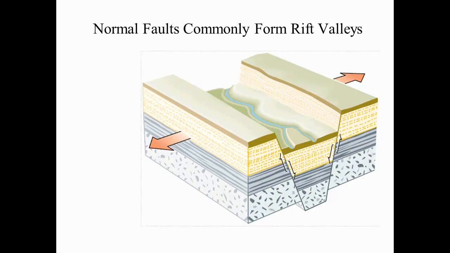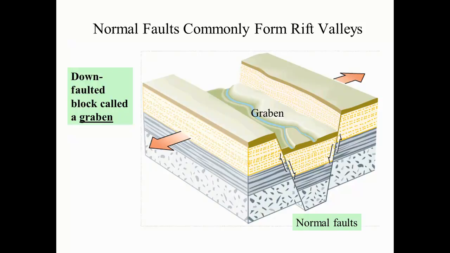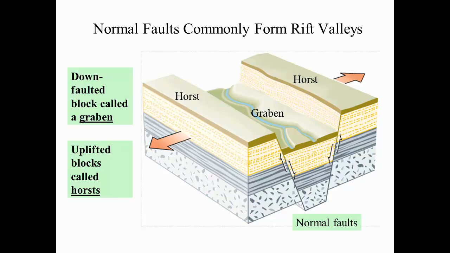Normal faults commonly form in what are called rift valleys. Again, notice that we're looking at extensional stresses working in opposite directions. And the pulling apart of these rocks causes the generation of normal faults. We have two normal faults, and you can convince yourself that both of these faults are normal simply by looking at the relative displacement of the hanging wall versus the footwall. The downfaulted block, by definition, is called a graben, whereas the uplifted blocks are called horsts.